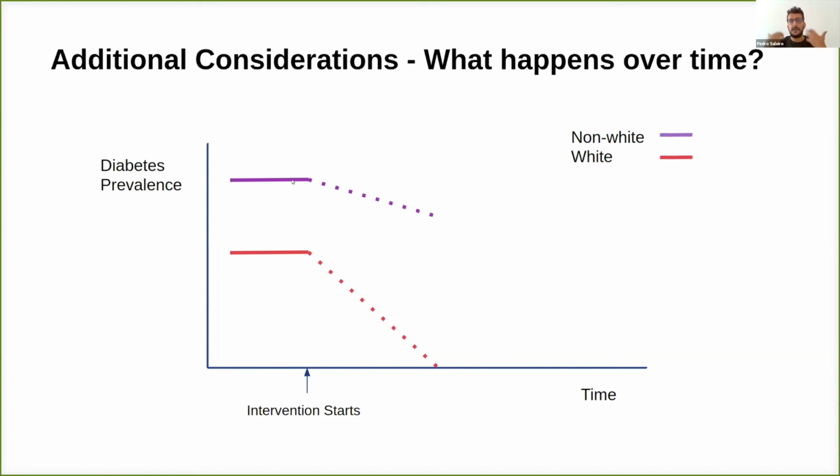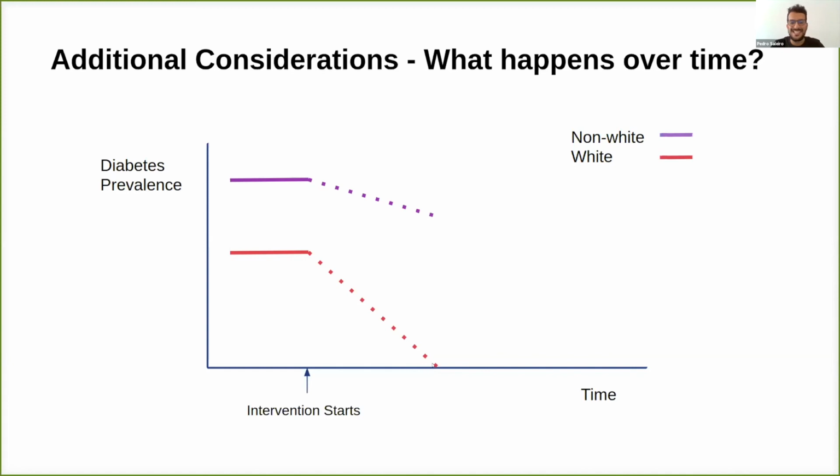And now we start our intervention. So we now deploy a machine learning model. And we can see that the slope is good for both groups, in the sense that our interventions will help reduce diabetes prevalence over time. But what is happening? The gap between the groups is widening over time. And we will end up at a point in time in our society in which we have a huge gap between white and non-white populations.